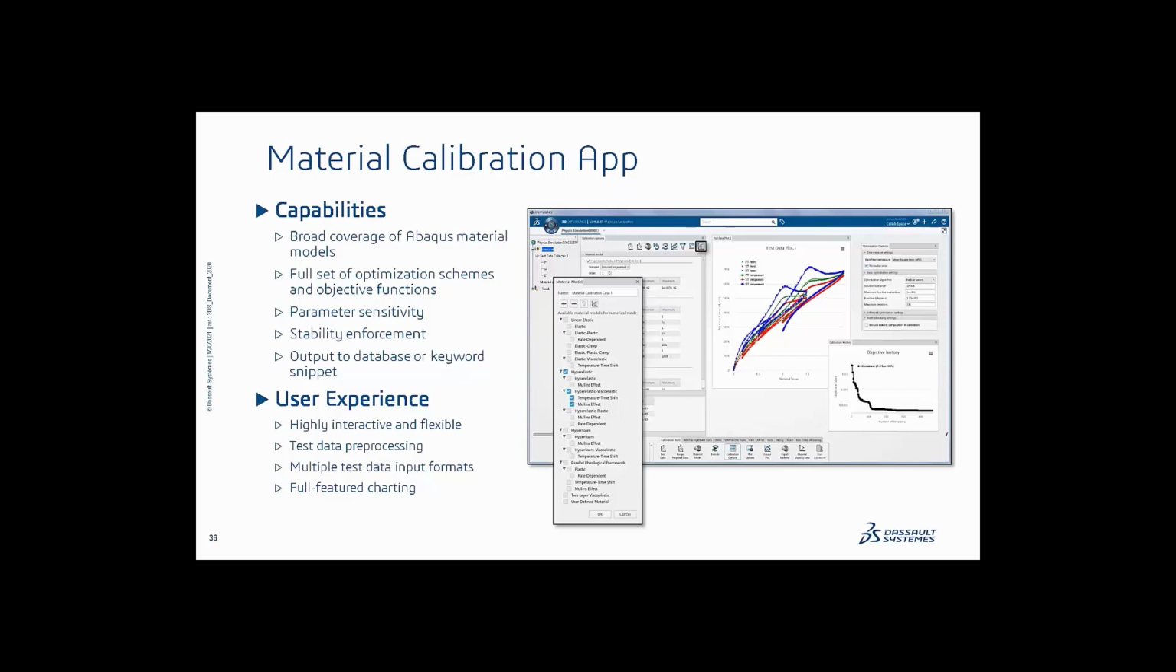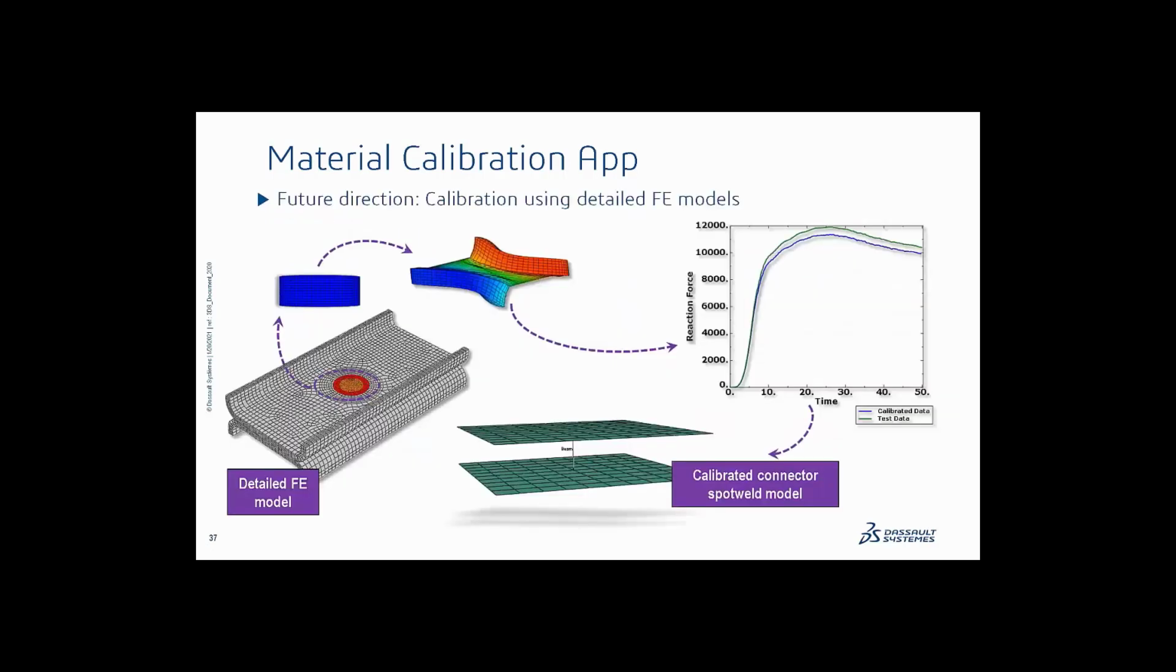Just a sneak peek ahead on where we're going, future direction. So currently we're primarily focused on constitutive models, materials that are built into Abaqus. But there's other areas where calibration or these same types of approaches make sense. For example, if we're going to calibrate idealization.